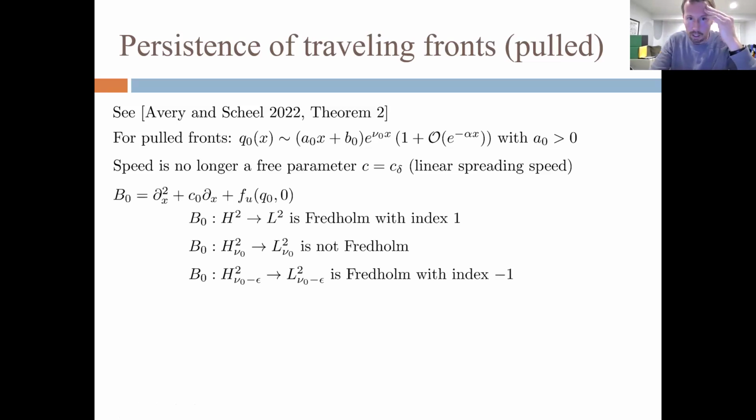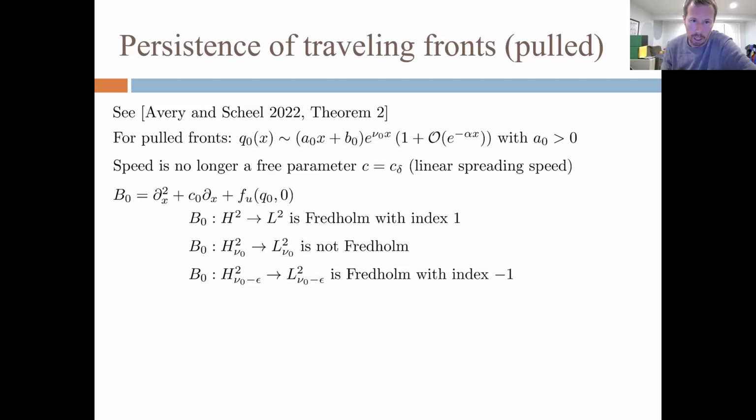And then if we look at this linearization, we want to play the same game as before. If we don't impose any decay, if we don't look in an exponentially weighted space with any decay, we're Fredholm with positive index because we have a kernel and we have no co-kernel. The problem now is that if we look at a decay rate which is exactly equal to the front, we completely lose the fact that this is a Fredholm operator, because our asymptotic eigenvalues become complex or become 0.